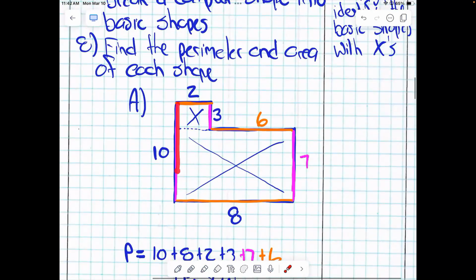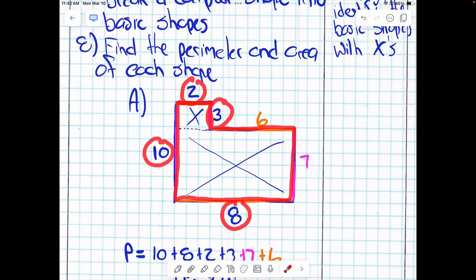To chunk means to break a complex shape into basic shapes. So ladies and gentlemen, I give you the complex shape that we started with. The complex shape is what I just outlined in red there, yes? I gave you this side length, this side length, this side length, and this side length, right? I did not give you this one, so there was no 7 listed there.